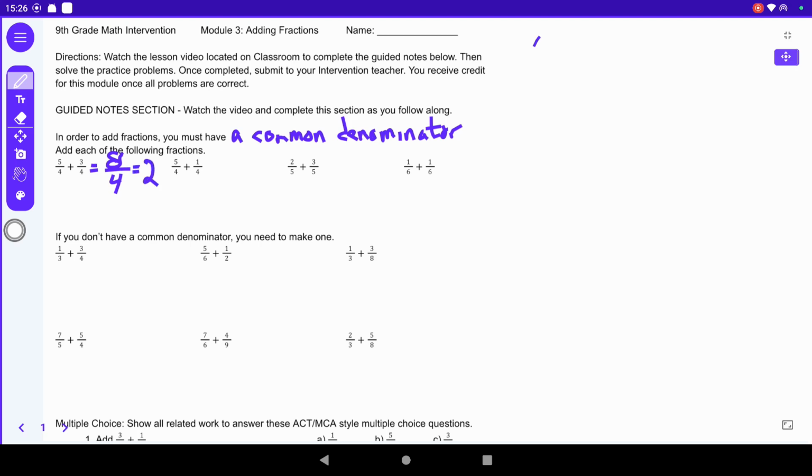So a note here, the denominator does not change when you add fractions.